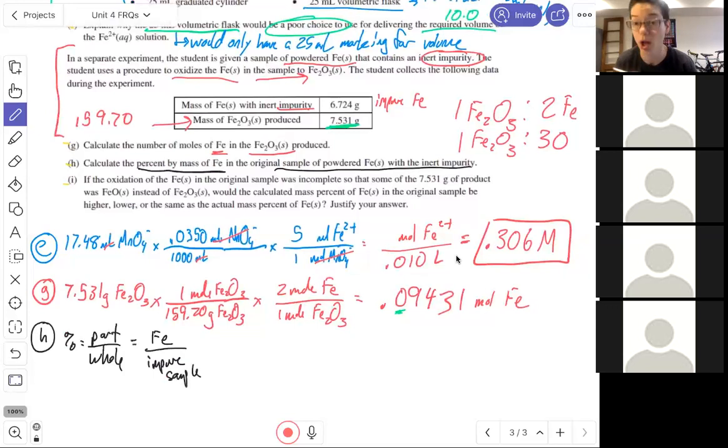It's the impure sample. So one of those numbers they gave you, the impurity, 6.7. And can't we use the moles we just found? Yes, we can. So what do I need to do with this number? Get you a good old molar mass. Molar mass of iron, which is 55.85. So how many grams of just iron then do we have?